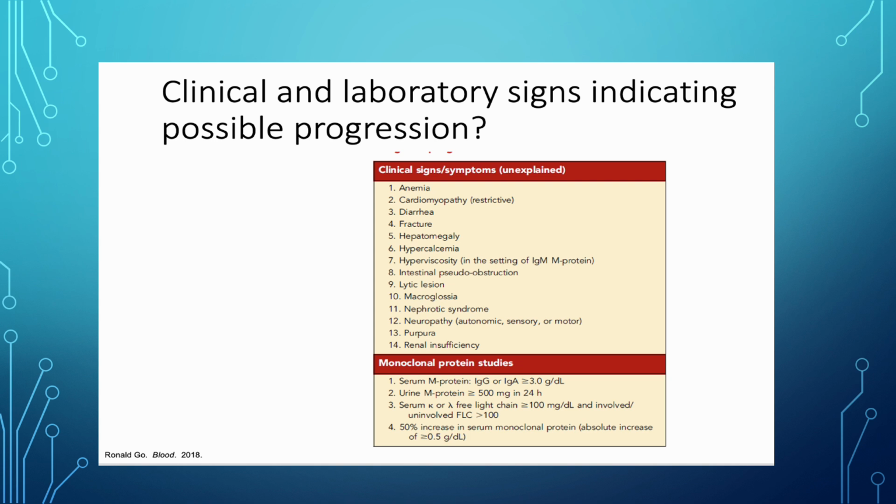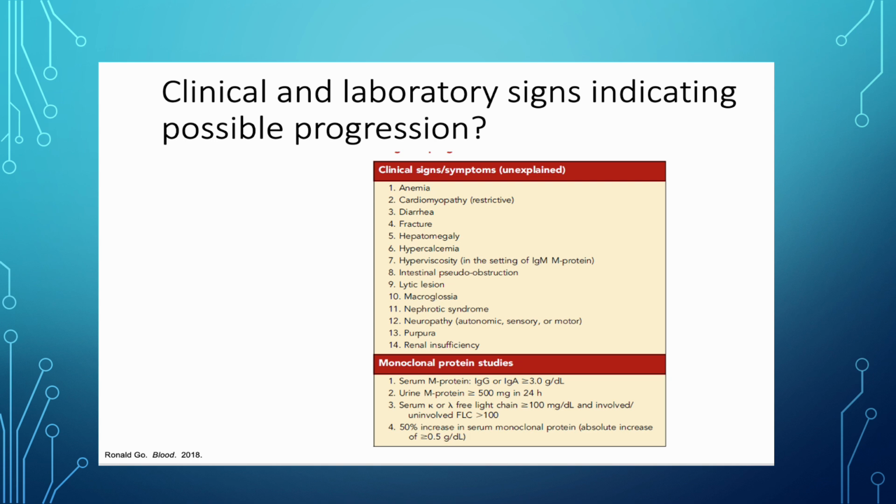So, what are the signs and symptoms that actually indicate a possible progression? The unexplained features like anemia, diarrhea, fracture, cardiomyopathy, restrictive, organomegaly, hyperviscosity, intestinal pseudo-obstruction, macroglossia, renal involvement consisting of nephrotic syndrome, then neuropathy, autonomic, sensory or motor, purpura, or renal insufficiency.